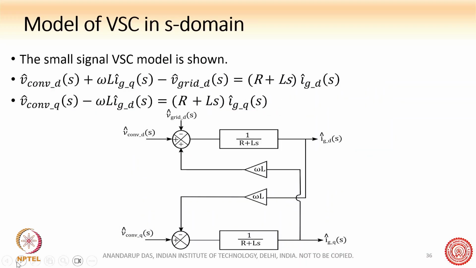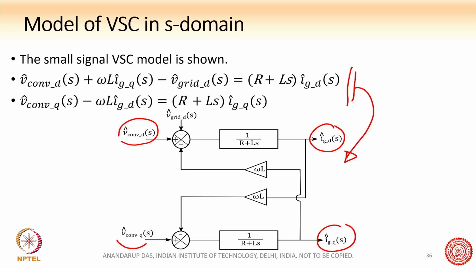So let us diagrammatically put this. These two equations you can write in a diagram. You can see here these are the two outputs. This is expected, right? We are going to control the igd and igq by using this vcon d and vcon q. We are going to control through the converted voltages.